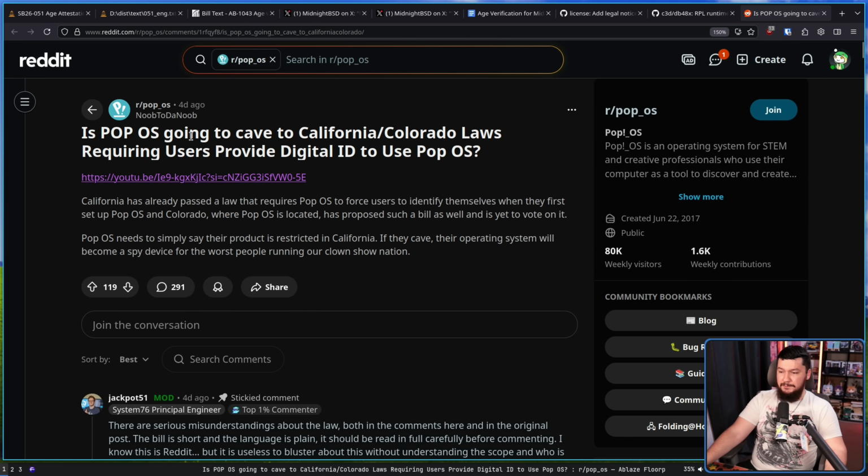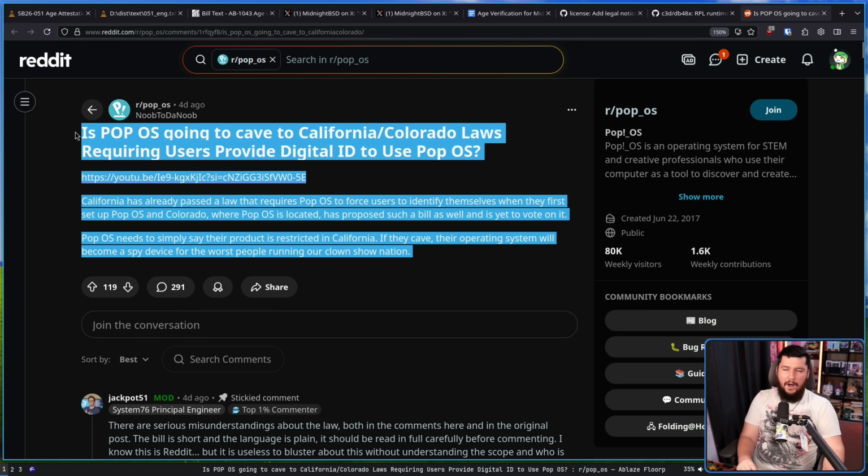Jeremy Soller, principal engineer from System76, has had something to say regarding these laws. So there was a Reddit post made. Is PopOS going to cave to California/Colorado laws requiring users to provide digital ID to use PopOS? California has already passed a law that requires PopOS to force users to identify themselves when they first set up PopOS, and Colorado, where PopOS is located, has proposed such a bill as well and is yet to vote on it. PopOS needs to simply say their product is restricted in California. If they cave, their operating system will become a spy device for the worst people running our clown show nation.